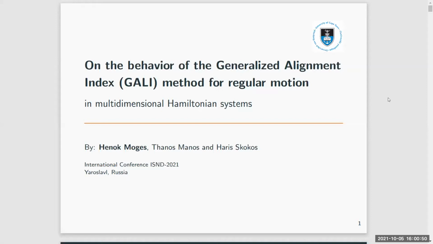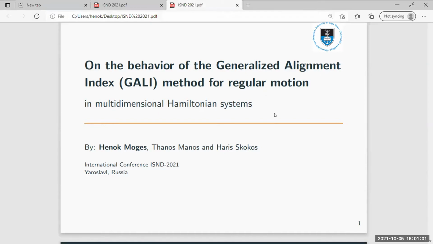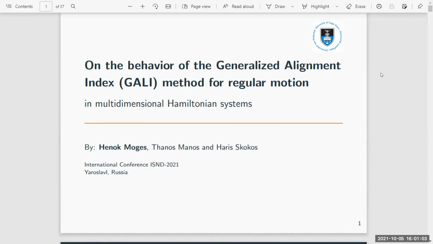Can you see my screen? That's right. We can see your screen. All right. I think there is some sound coming from. Okay.